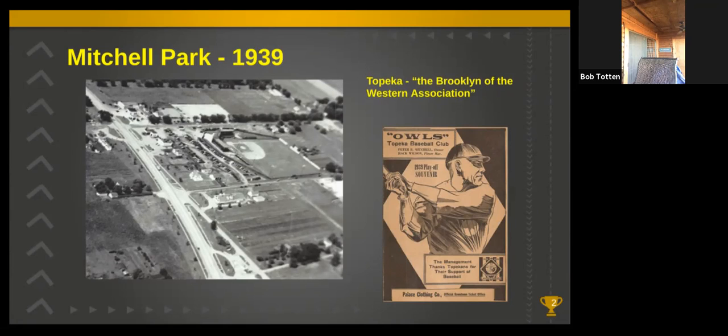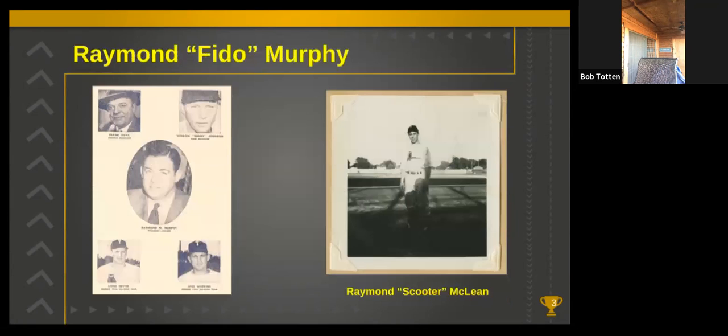The Owls did field a team in '42, but they did not play in 1943, '44, or '45 during World War II. However, in December of 1943, the Topeka baseball franchise was purchased by a guy named Raymond Fido Murphy. He wasn't from Topeka. He was a self-promoter who claimed to have been a college football star. He wasn't, and he'd also umpired in the Western Association prior to the war, and no doubt he had taken note of the huge attendance numbers that the Owls put up.